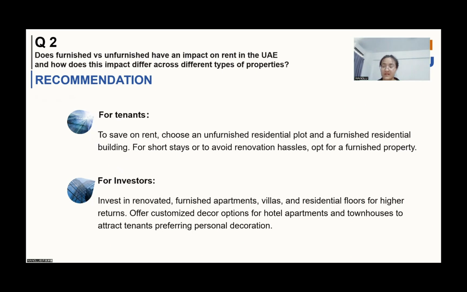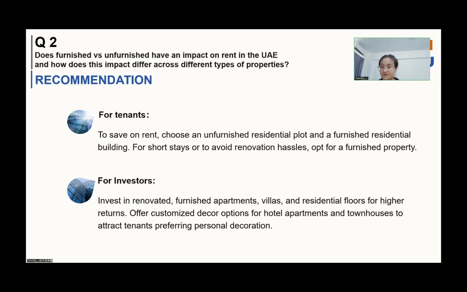And then for investment advice, first, invest in furnished properties, especially apartment villas and residential floors, which are more popular in the market and offer higher return. Also, for hotel apartments and townhouses, consider offering custom decoration options to meet individual needs of tenants.